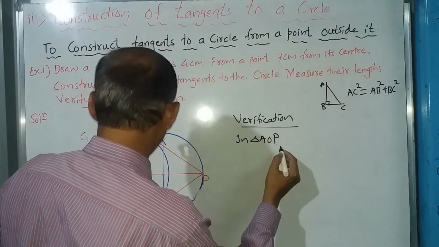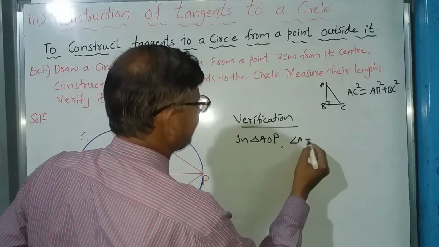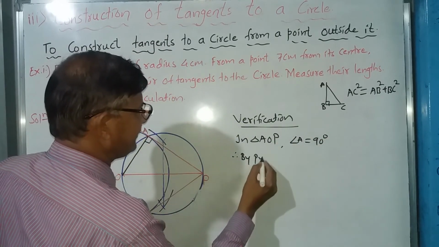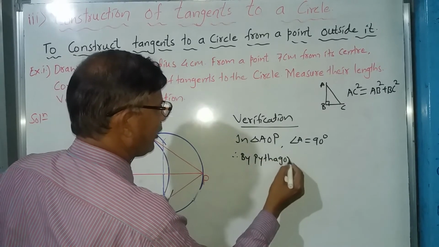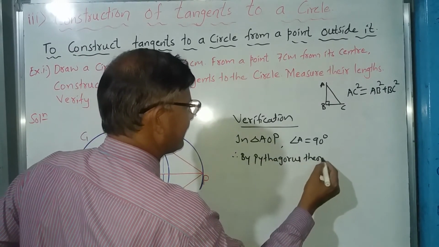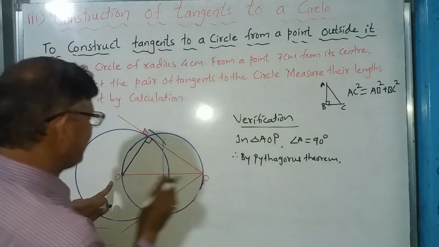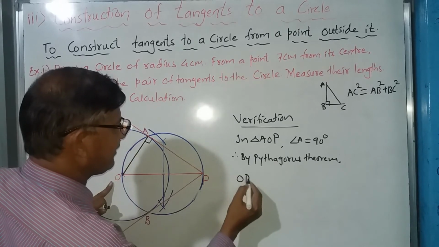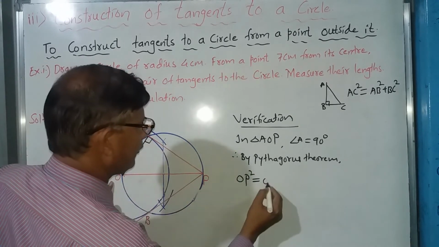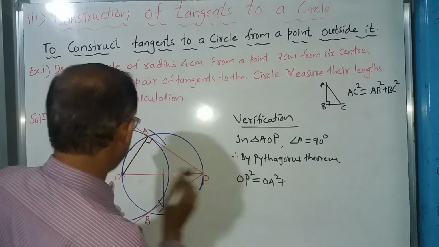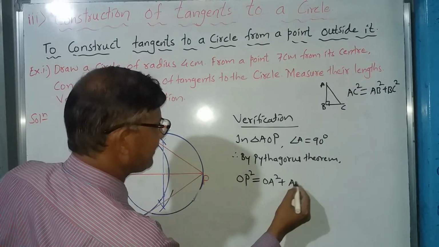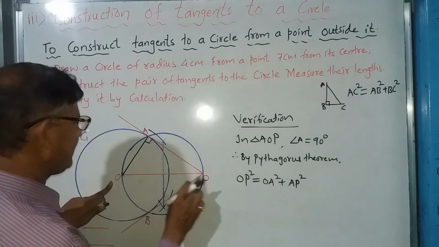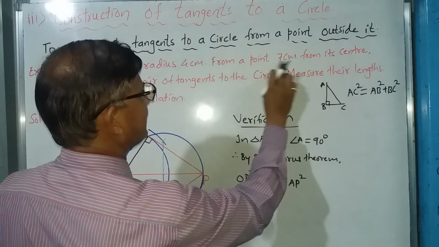OP square. Just here, angle A is 90 degrees. Therefore, by Pythagoras theorem, you know that the hypotenuse, which is the hypotenuse here? Angle A's opposite side. Which is the opposite side here? OP. So OP square is equal to OA square plus AP square. So here OP we know. OP is the distance of the point from the center.